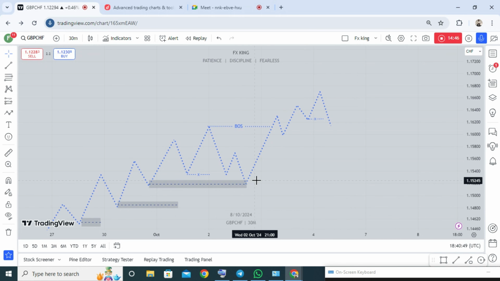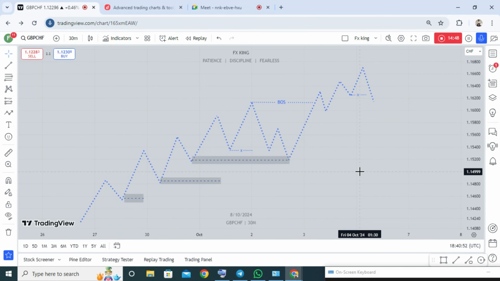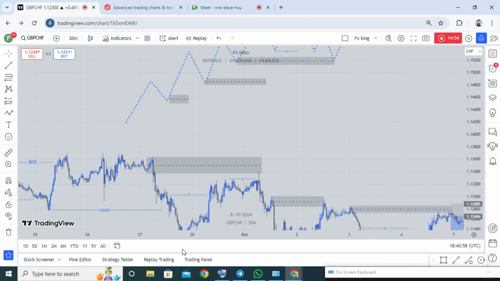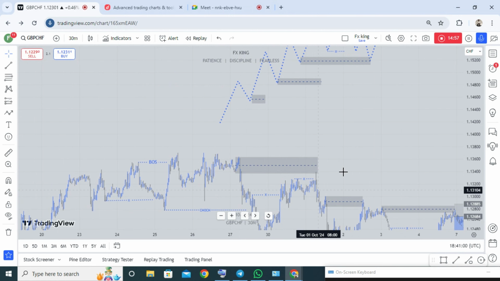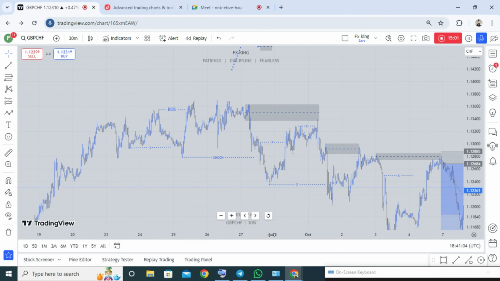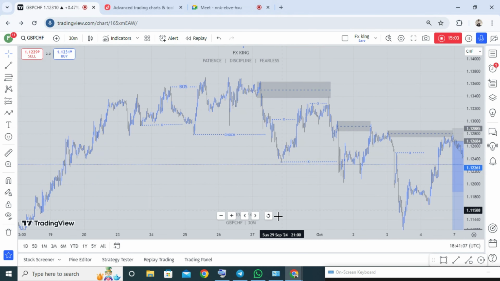So basically, this is how you mark your structure. So I'll be taking you to the charts. I will show you the setup I sent during this week, and I will show you how we have been mapping out our structure.